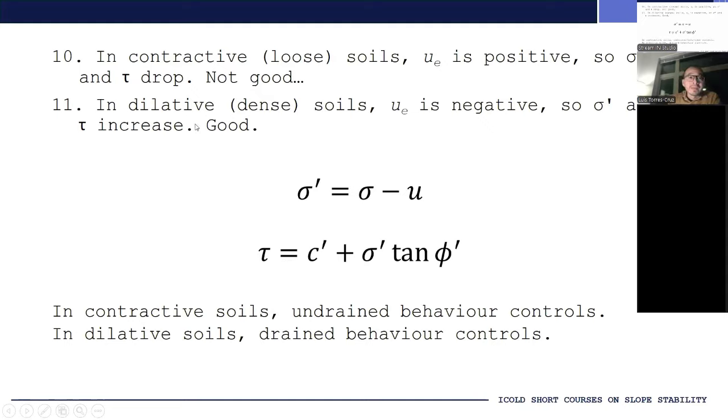On the other hand, in dilative or dense soils, the excess pore water pressure will be negative. So that negative UE with this negative sign over here results in an increase in effective stress, and therefore also an increase in shear strength, which is good for dam stability. The implication of that is that in contractive soils, undrained behavior is going to control stability, whereas in dilatant soils, drained behavior will be the scenario that controls stability.